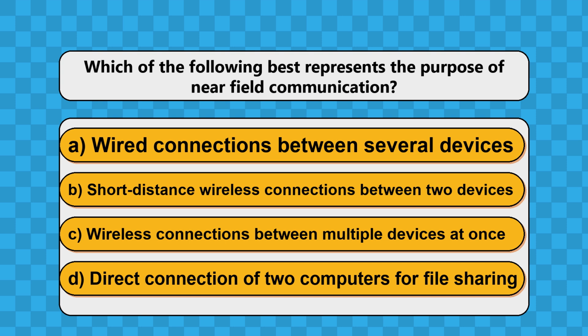Option C. Wireless connections between multiple devices at once. Option D. Direct connection of two computers for file sharing. The correct answer is option B. Short-distance wireless connections between two devices.